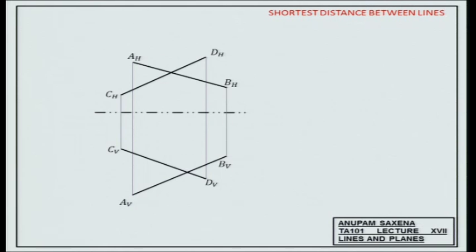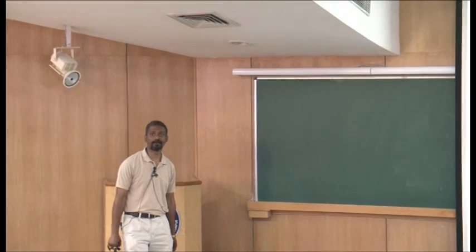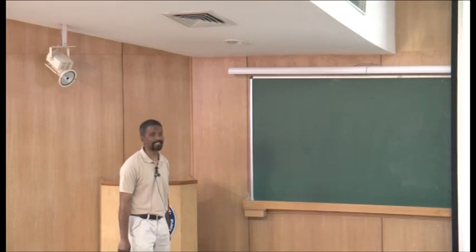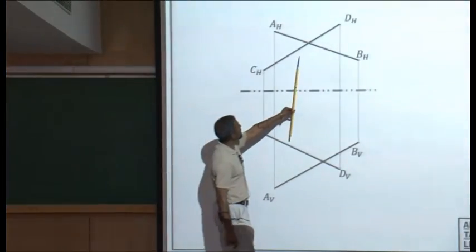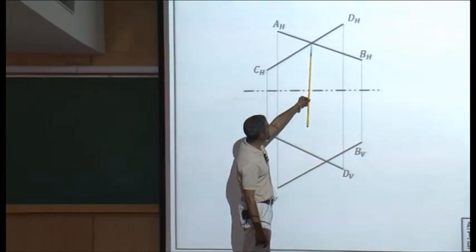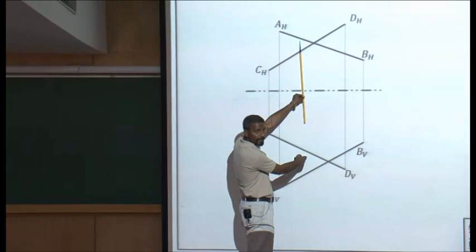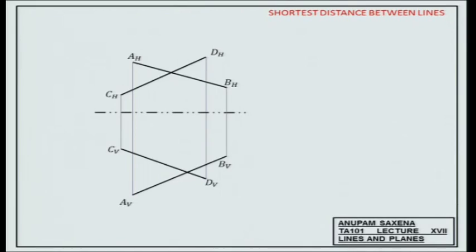One look at this figure and you will realize whether the lines are intersecting or not. They are not intersecting, because you don't see the corresponding projection of the intersection in the horizontal plane over here. So they cannot be intersecting. They are skew in space somewhere.